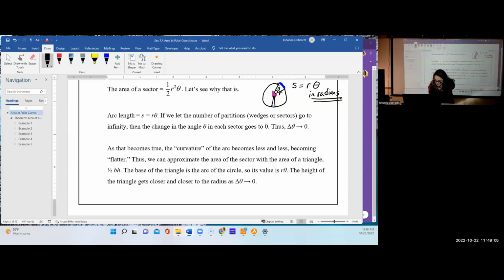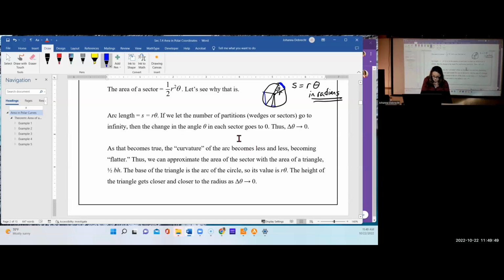Now let's look at a wider section. I take something like that, and then I connect these two here. Well, then you can see that the line that connects the two is further away from the curved arc. As you allow that angle to get smaller and smaller, the base of that isosceles triangle gets closer and closer to the curved section. And of course, as we allow the width of that sector to go to 0, delta theta goes to 0, they become the same. And that means that we can use the area of the isosceles triangle to approximate the area of the sector.